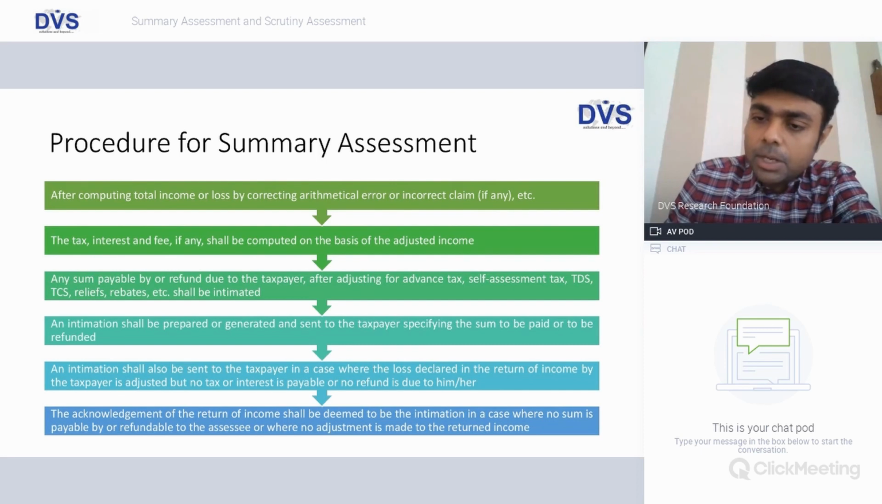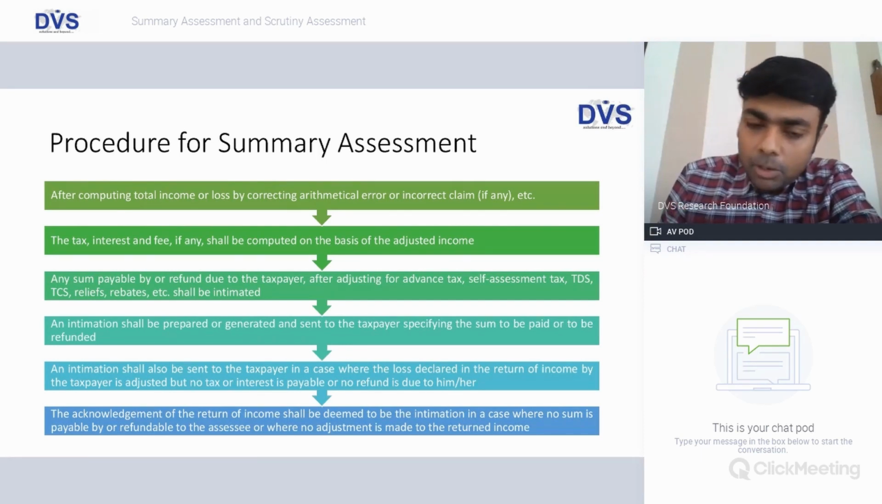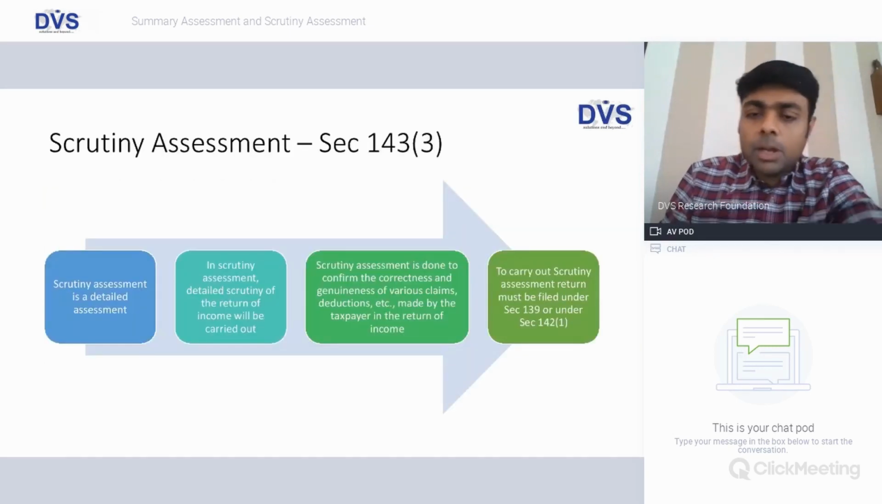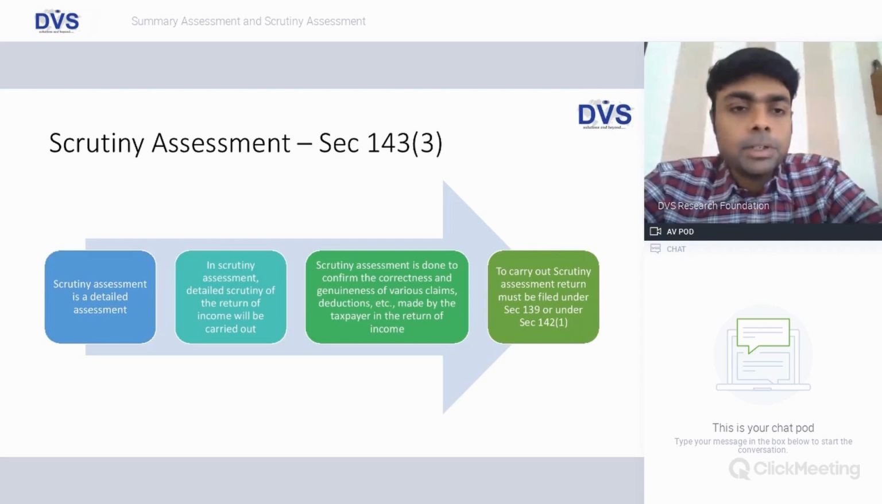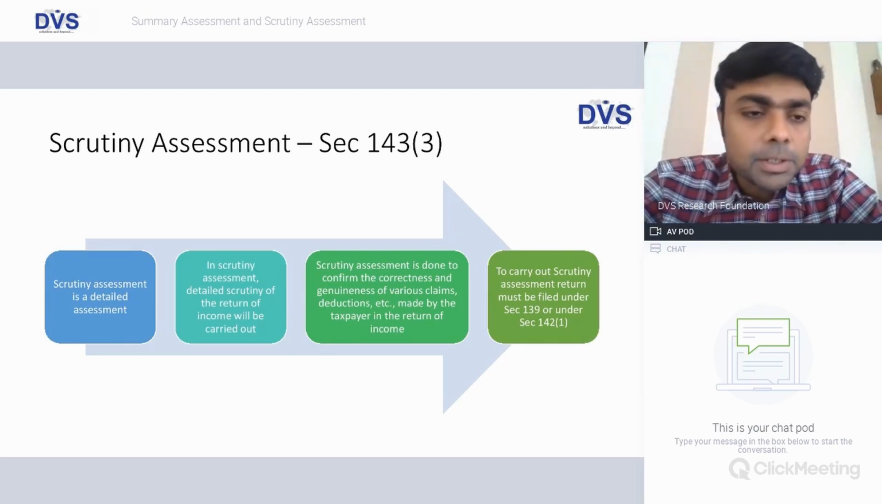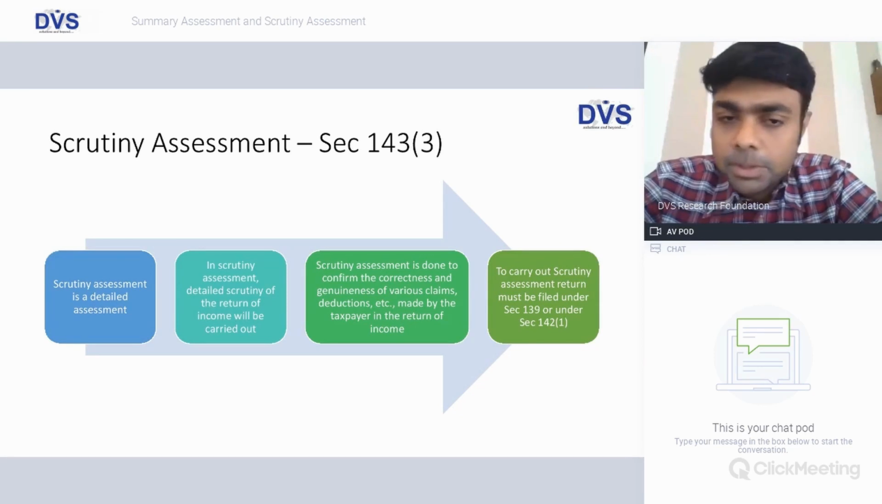If your refund is reduced, then the reduced refund shall be offered to you. Or where none of this happens and your carry forward loss is reduced, that shall be the amount which you will be allowed unless you respond within 30 days of intimation. So this is as far as summary assessment is, friends. Next we move on to scrutiny assessment.